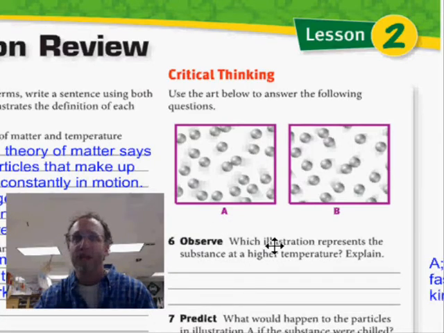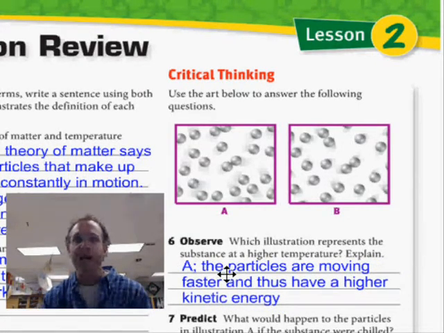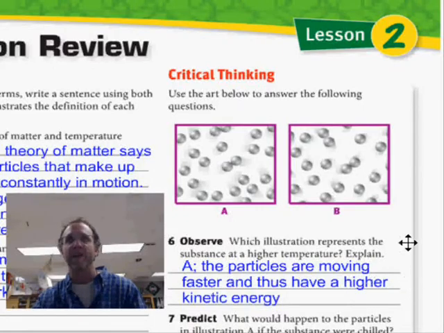Looking at question 6, which illustration represents the substance at a higher temperature? Well, higher temperatures mean they're more excited, they have more energy. You should have chosen box A because the particles are moving faster and thus have a higher kinetic energy.